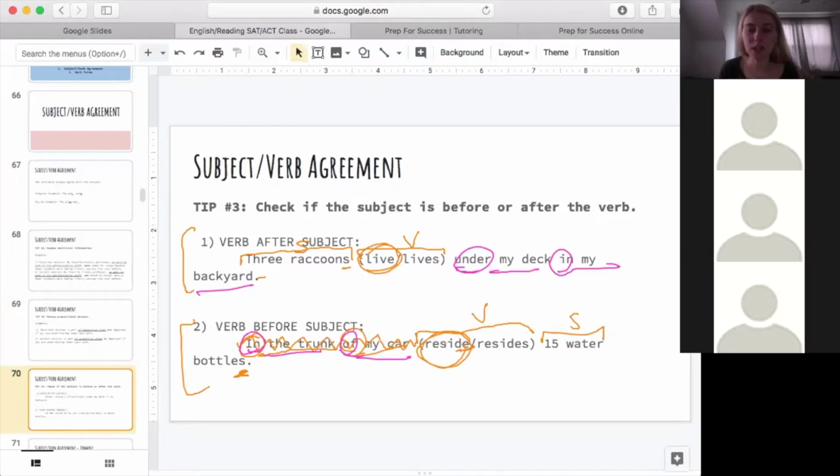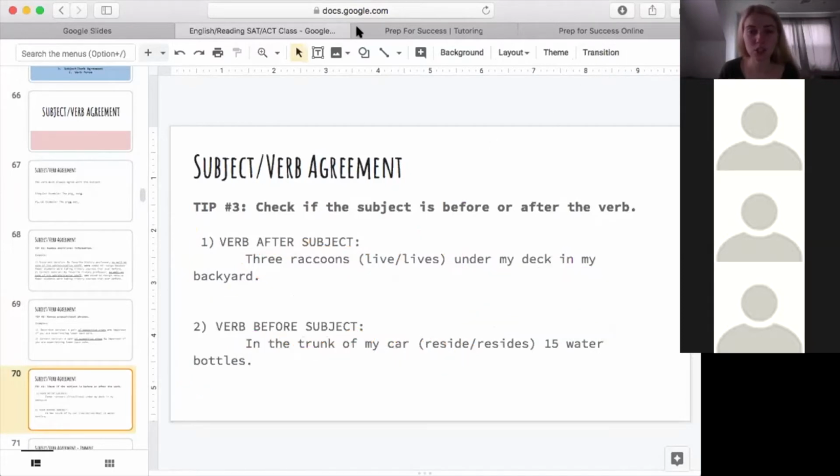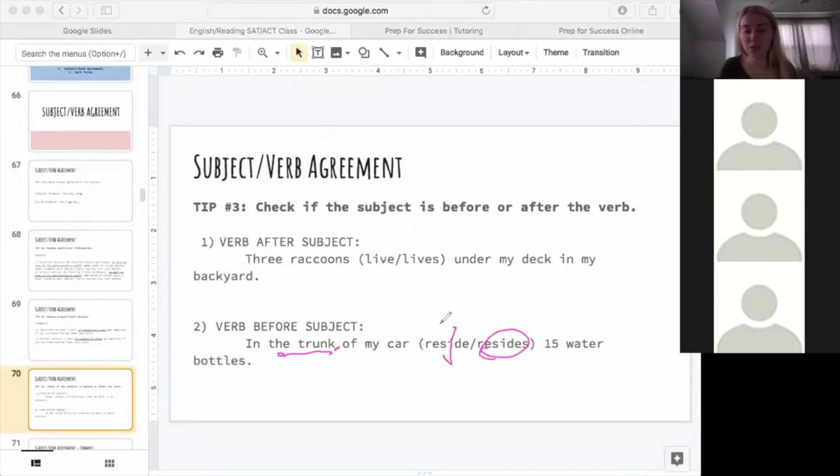Because otherwise, if I didn't cross out those prepositions, then watch what happens. If I thought the trunk was my subject, then I would say the trunk, oh, the trunk has no S, so then resides would be my answer. But remember, we said the correct answer. Excuse me. So here, if we said reside, notice how that was my correct answer.